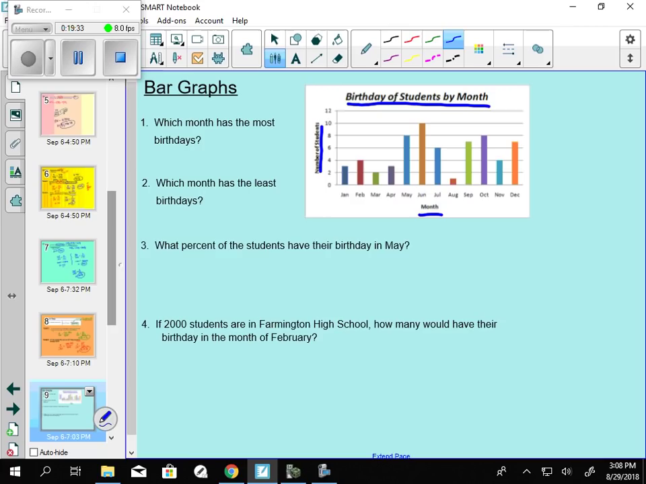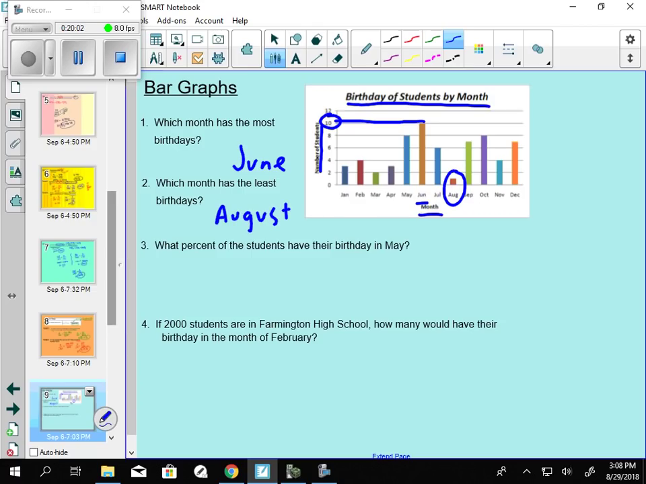So which month had the most birthdays? We probably want to look at which bar is the tallest here. We can see June looks like the most. If you follow that across, you can easily see that the number there was 10. No other month got up to 10, so that means June had the most. Which month had the least? Doing a quick check, you can see August here, so we know August.